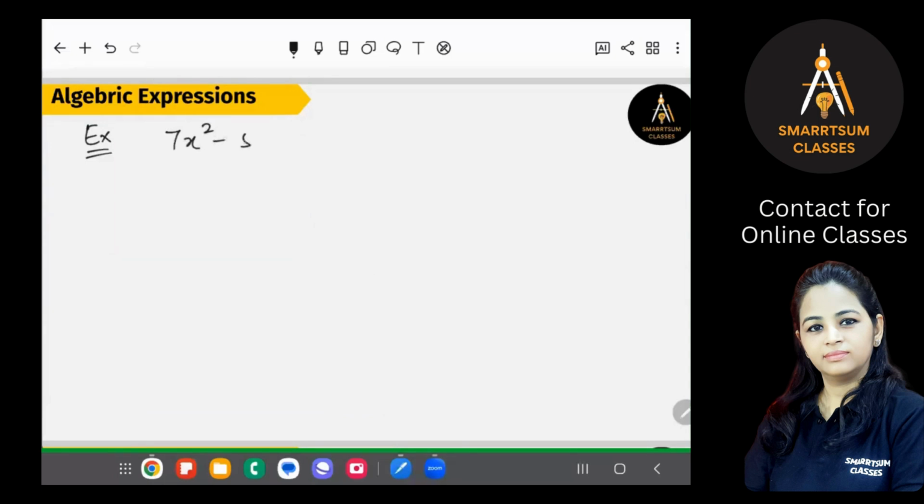7x square minus 5xy plus y square z minus 10. Right? So this is an algebraic expression. And how many terms are there? Can you tell me how many terms are there? Four. So there are 4 terms. 1, 2, 3, 4. Right? So in this algebraic expression, there are 4 terms.